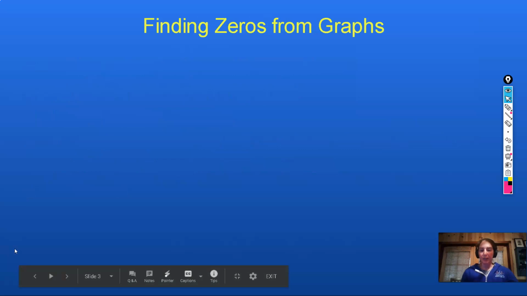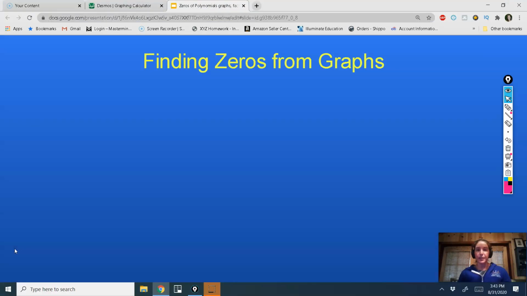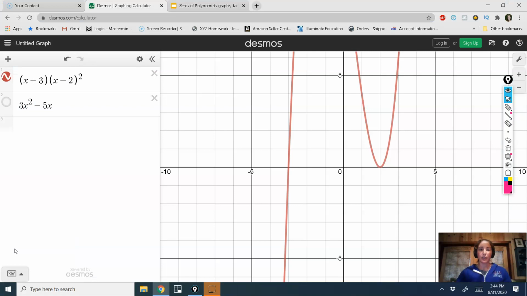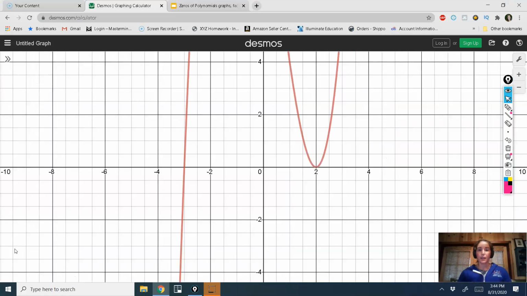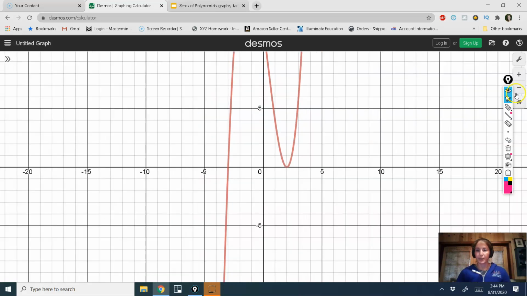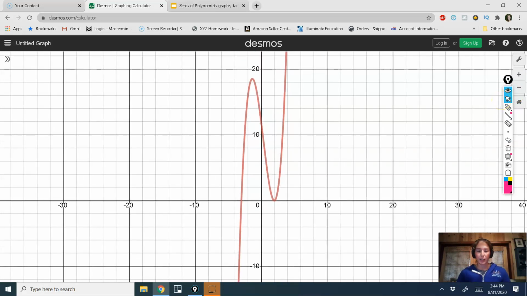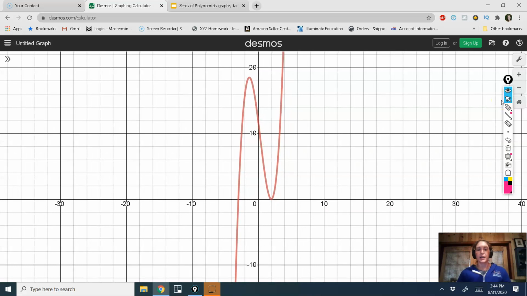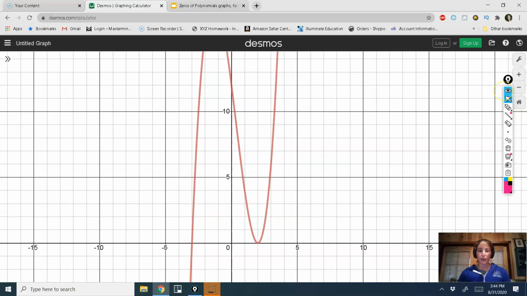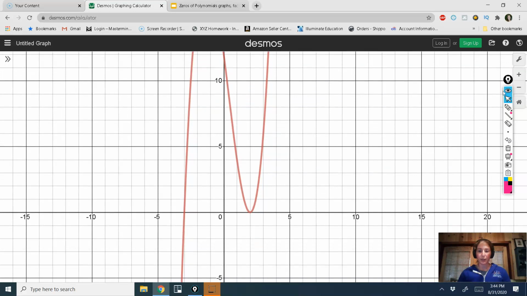So finding zeros from graphs. If we have a graph, and I'm going to take us over to Desmos. So we have a graph, and suppose we have this graph, and let me zoom out a little bit. So all you're given is this picture, and what you have to try to figure out is, okay, what's the zero, and this is all you have. So what is it that we're looking for? What is the feature of this graph that would give us the zeros?